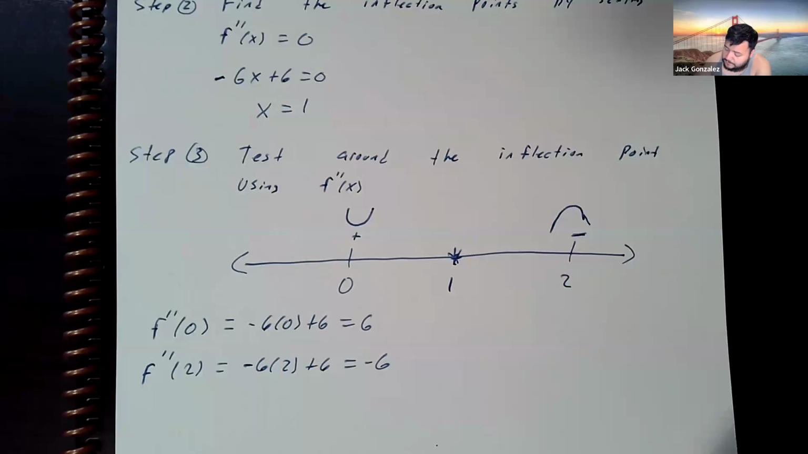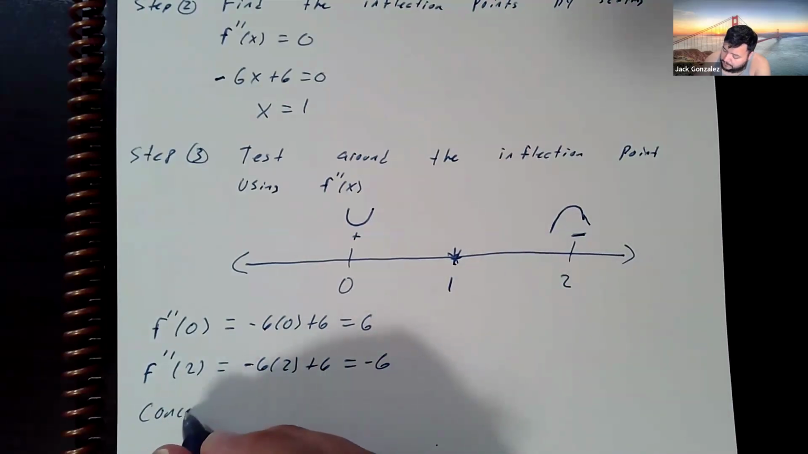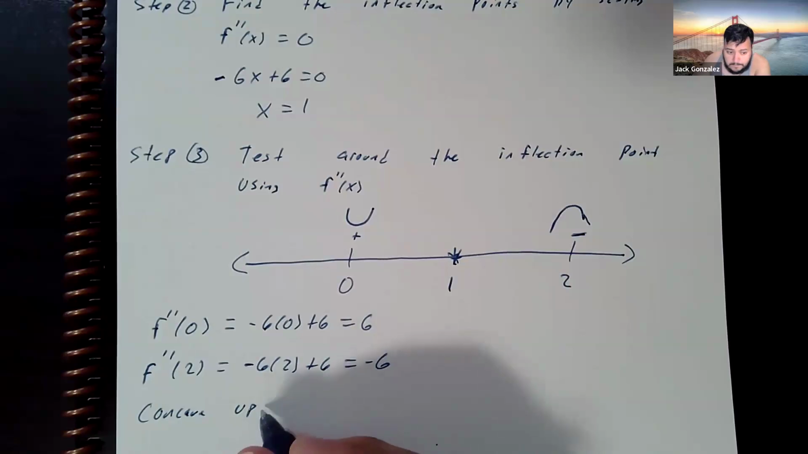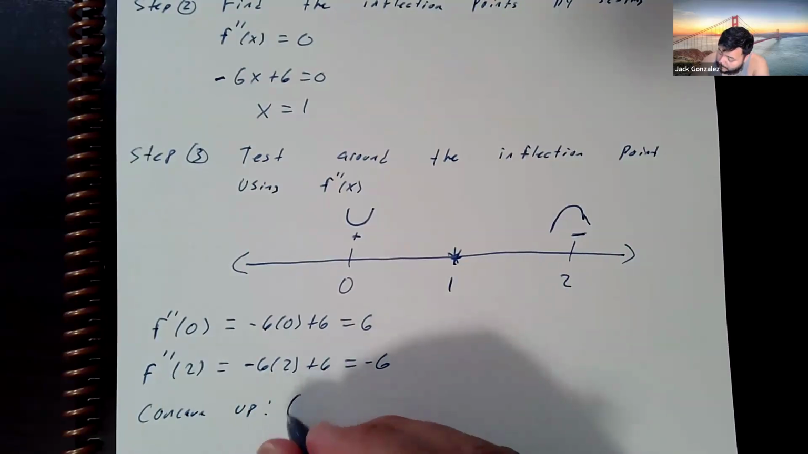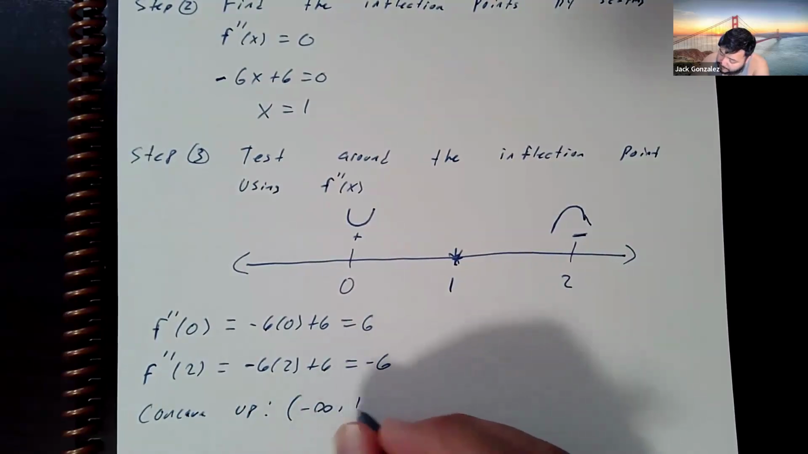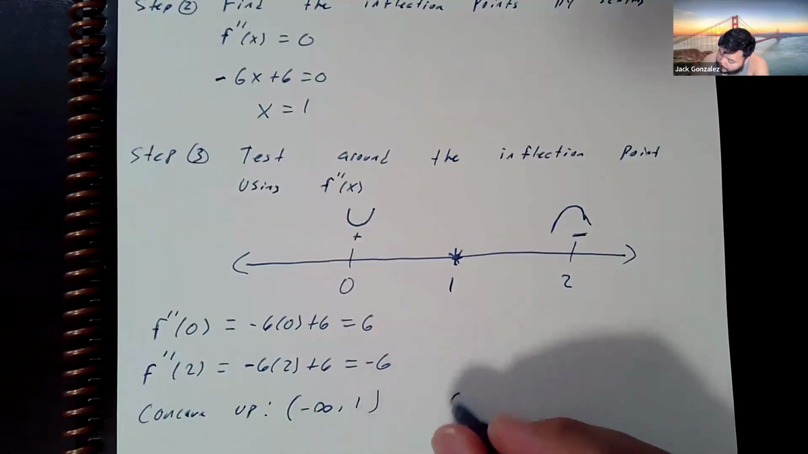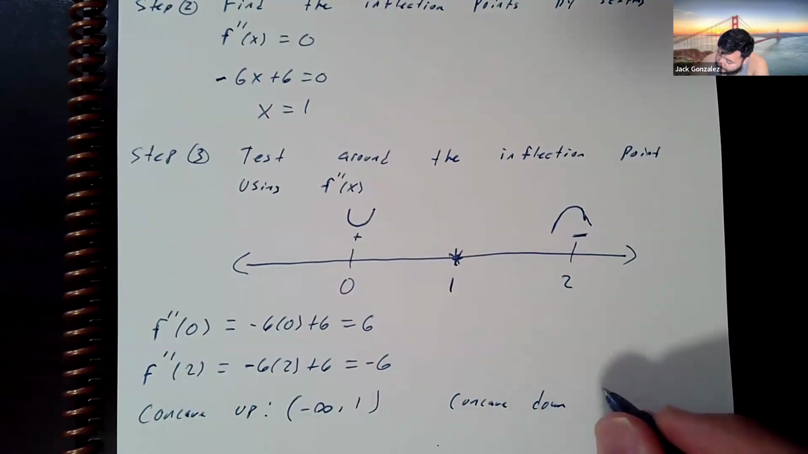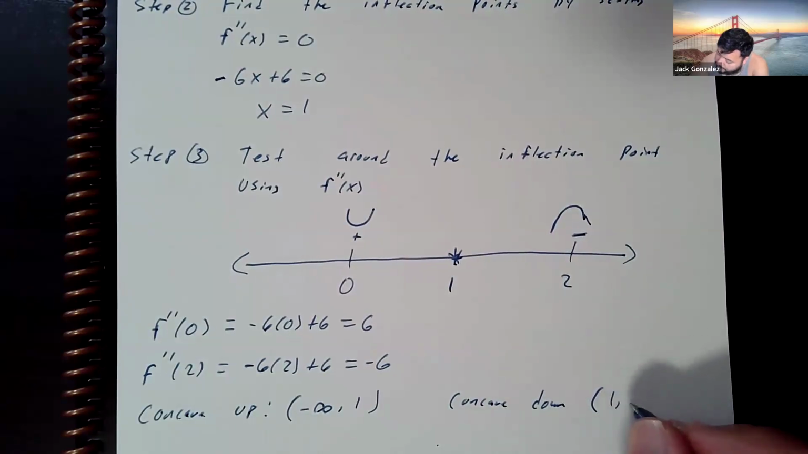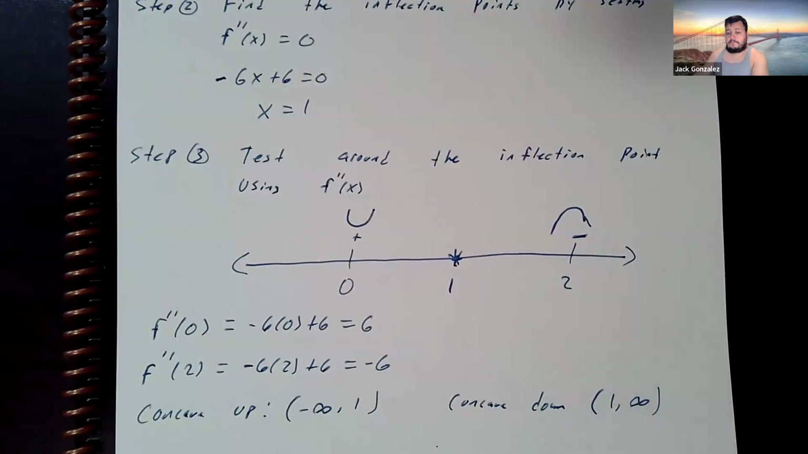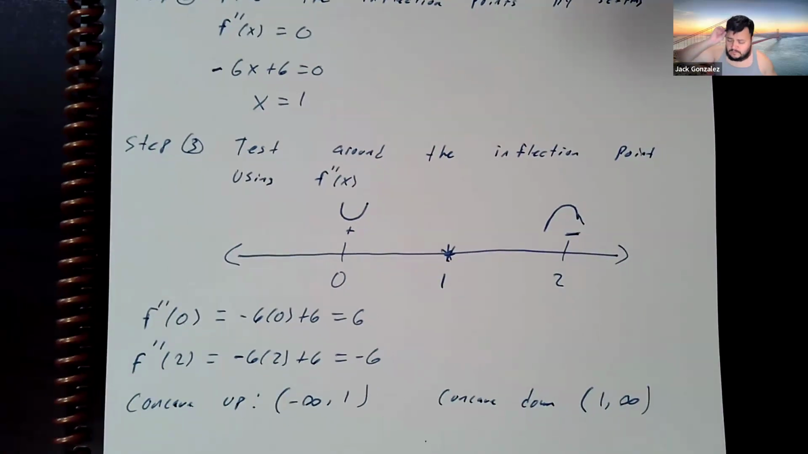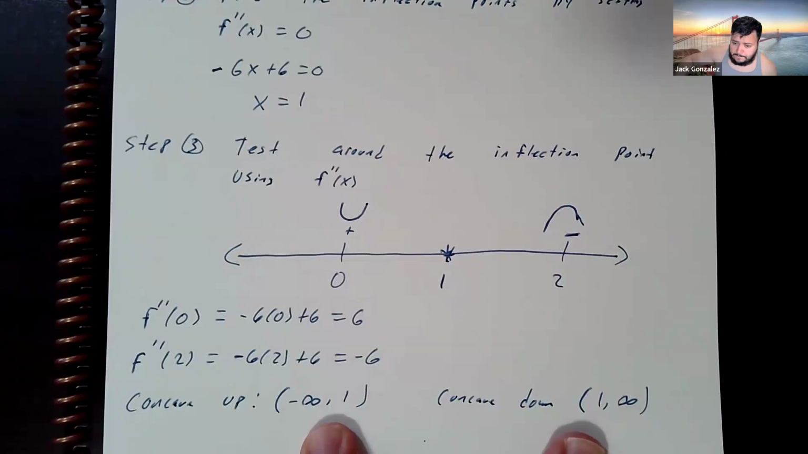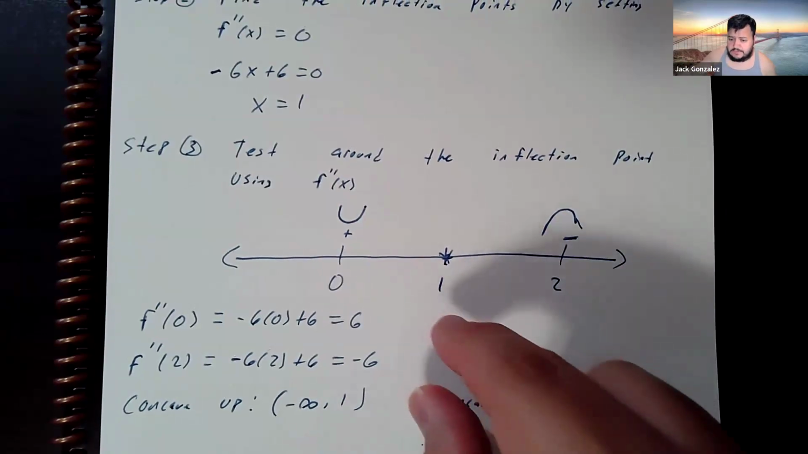So we can answer the question. We're concave up from negative infinity all the way into 1. Concave down after 1 until infinity. Okay, so this is what they want us to figure out. And we use a second derivative to do so.